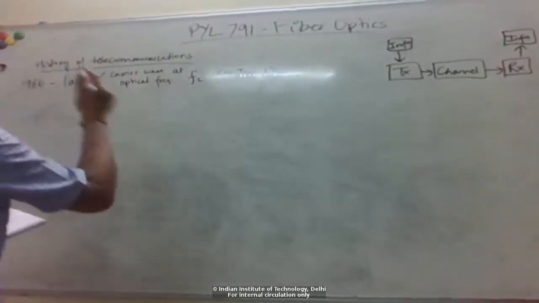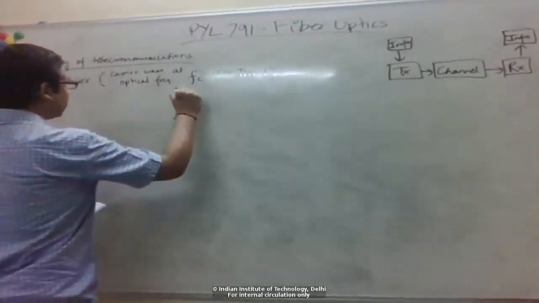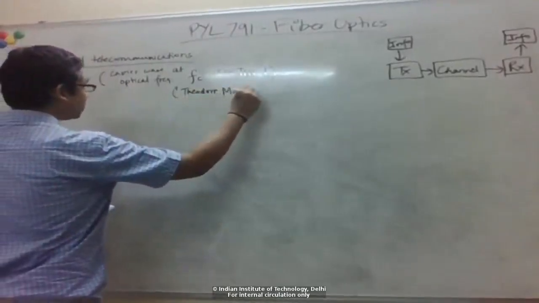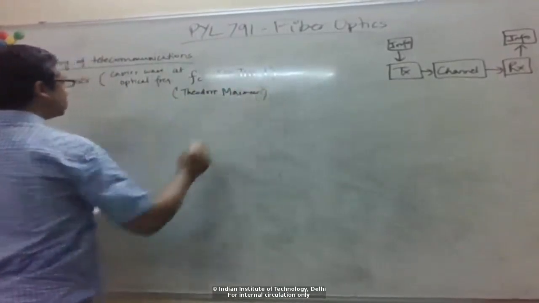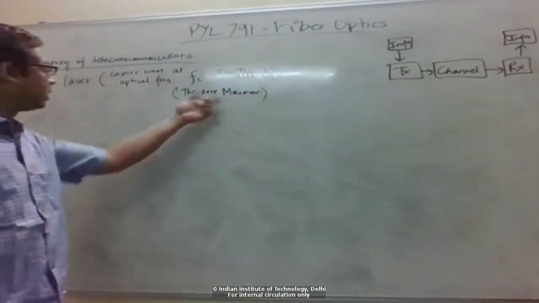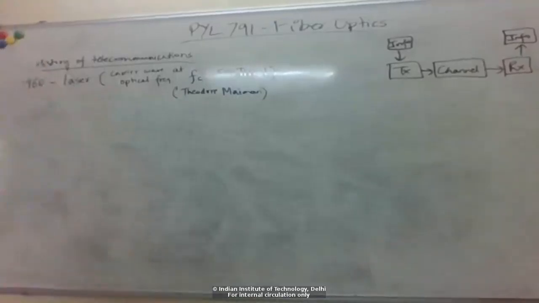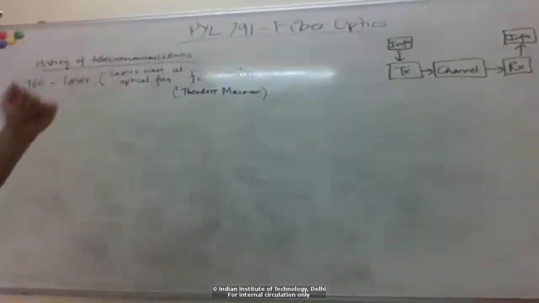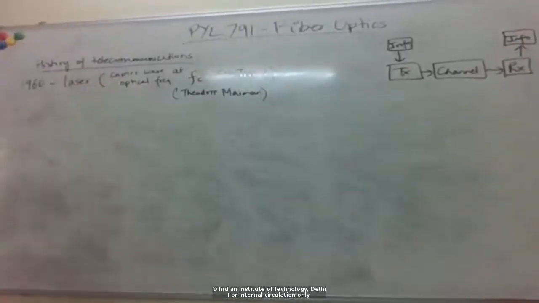Okay, so this was done by Maiman at Bell Labs. Actually, one interesting story is that Maiman didn't get the Nobel Prize. The people who got the Nobel Prize for the laser were the people who had theoretically predicted the laser, but the guy who actually built it practically didn't get it.